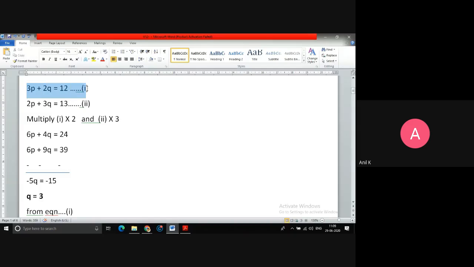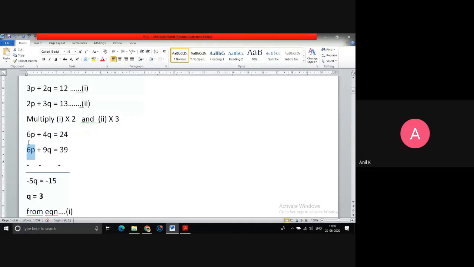So this is my equation number 1. If I multiply with 2, you have to multiply each and every term. 2 times 3 is 6, which is 6P. Then 2 multiplied with 2Q is going to be 4Q. 2 multiplied with 12 is going to be 24. Now equation 2 is multiplied with 3. So multiply this entire thing with 3. So 3 times 2 is 6P, 3 times 3 is 9, 9Q. 3 times 13 is 39. Now once you see 6P, this is a plus sign. Here also in the second equation also 6P. This is also a positive sign.